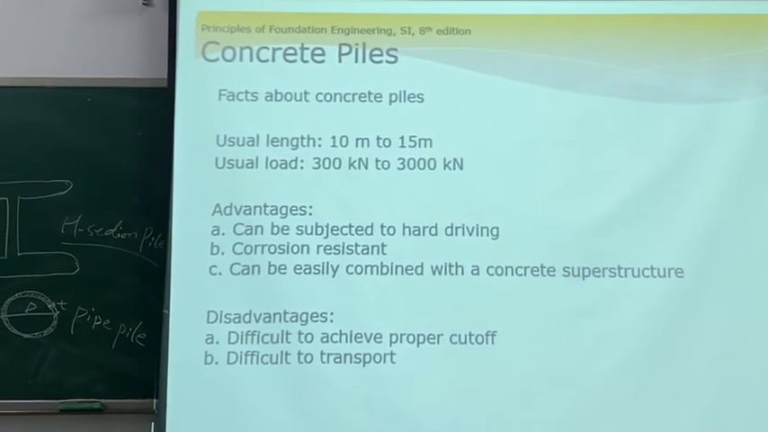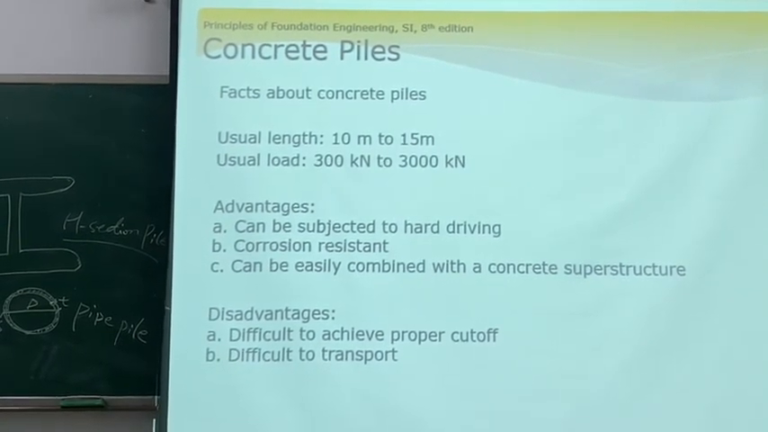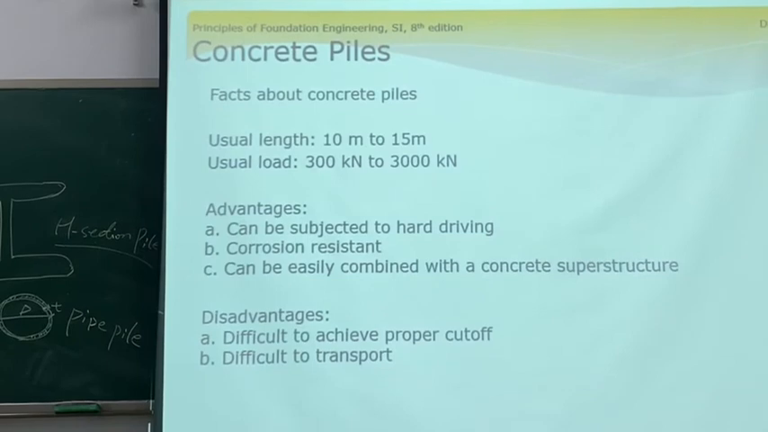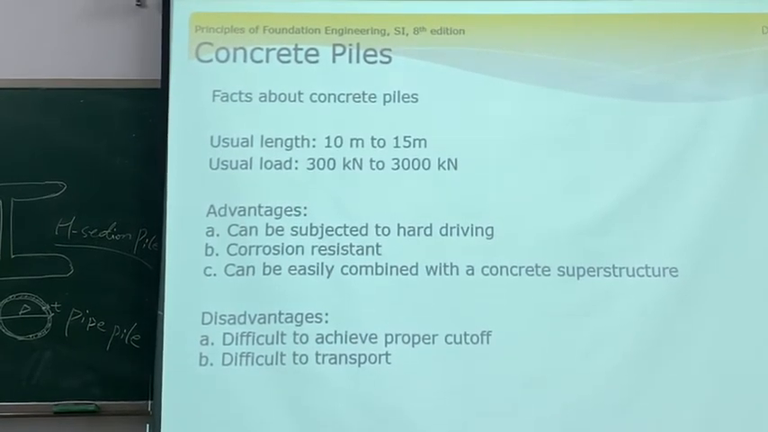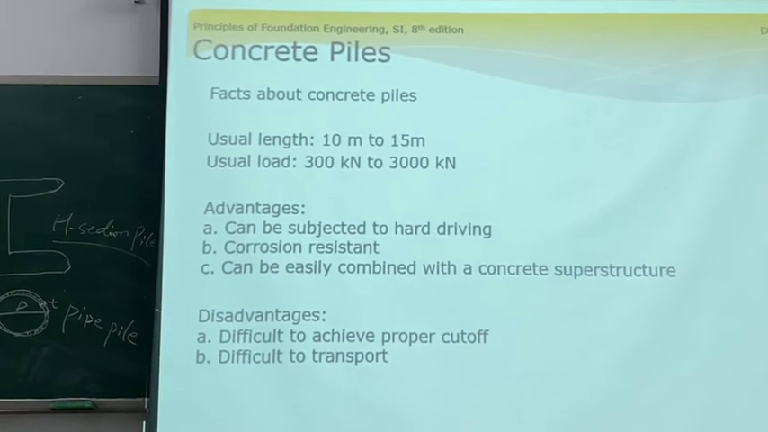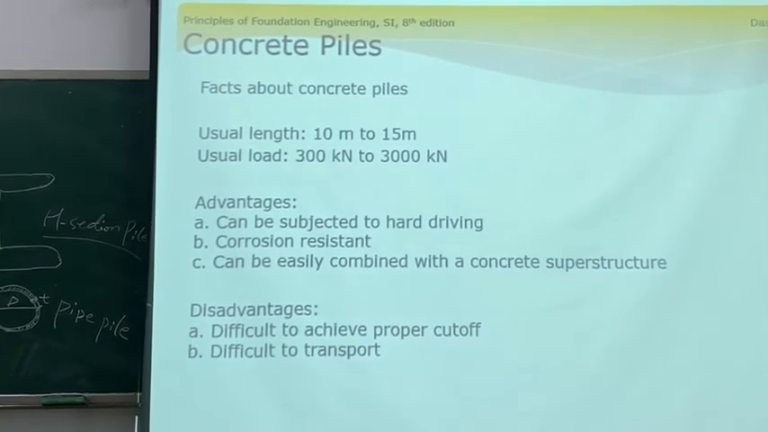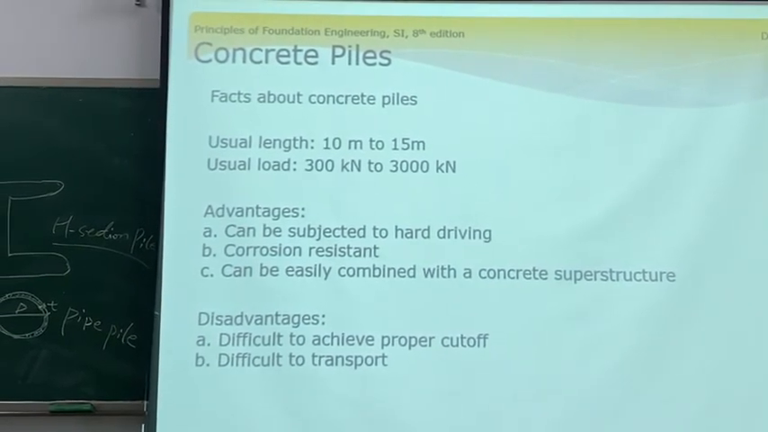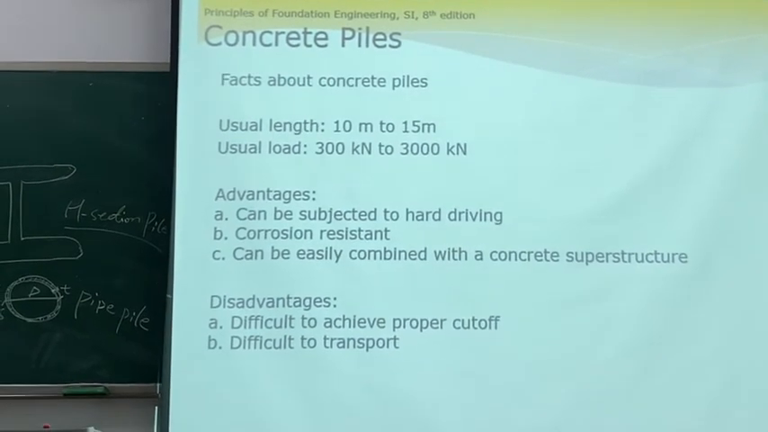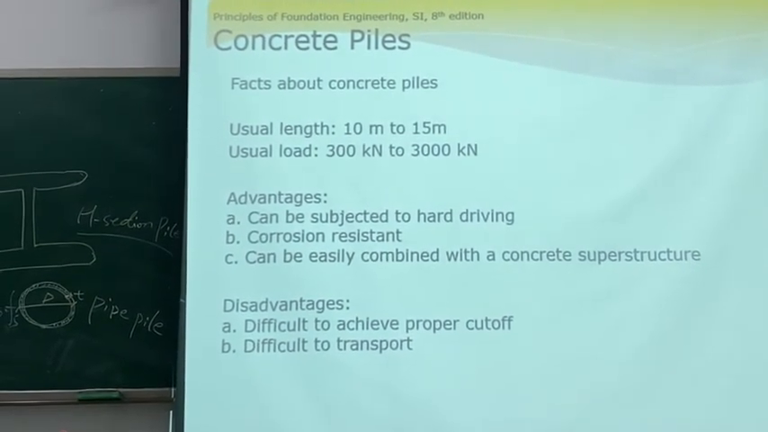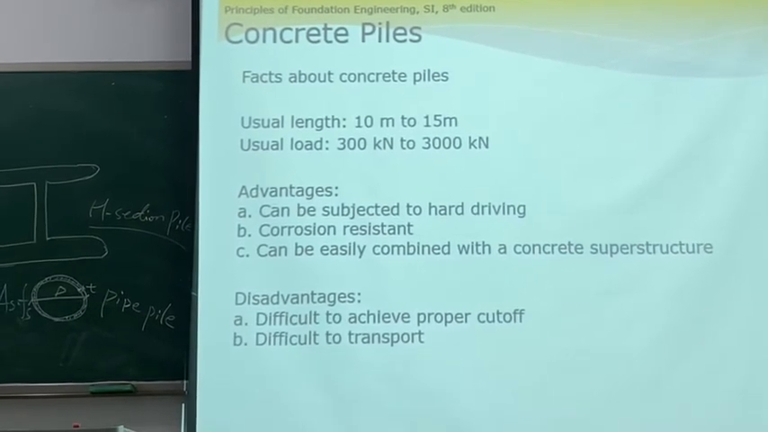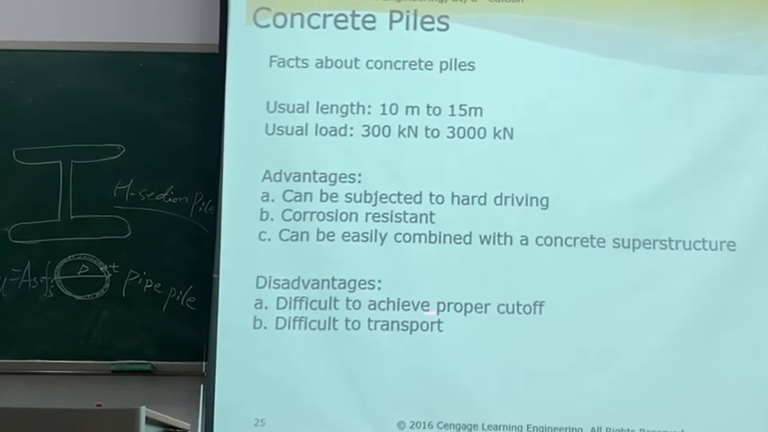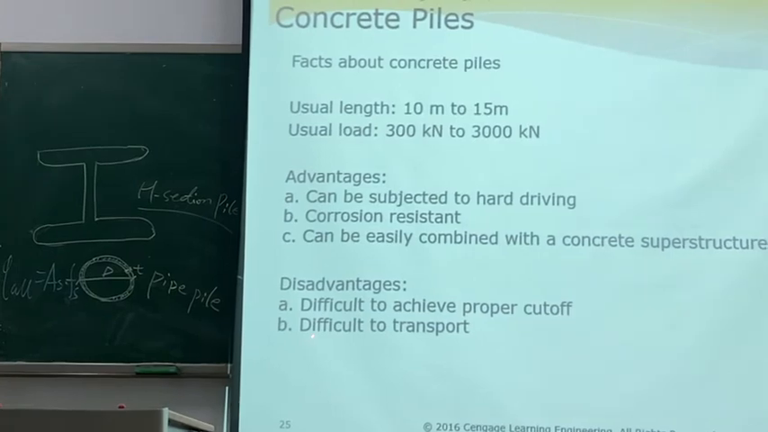It is corrosion resistant, because the steel is considered corrosion prone. It can be easily combined with our concrete superstructure. At the top, the pile is covered with our cap. Then we use the cap to connect the pier of the bridge or the superstructure. So it is easy to connect. The disadvantages are that it is difficult to achieve a proper cut-off, and difficult to transport.